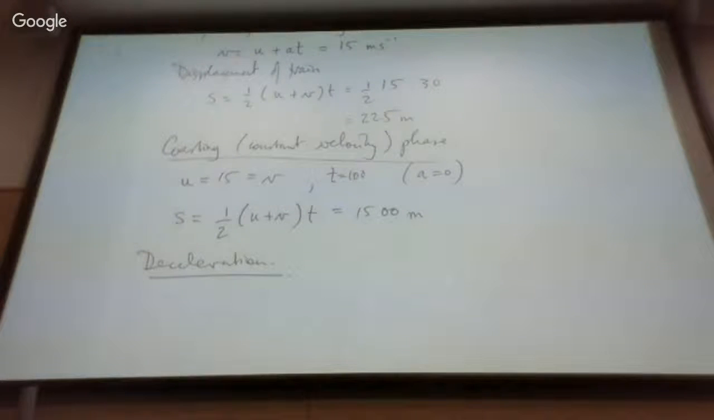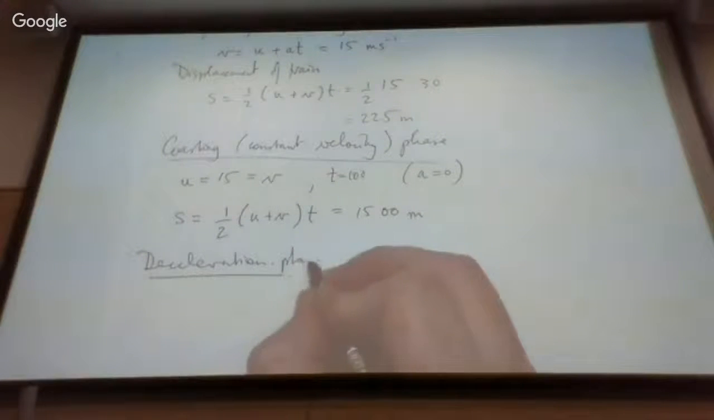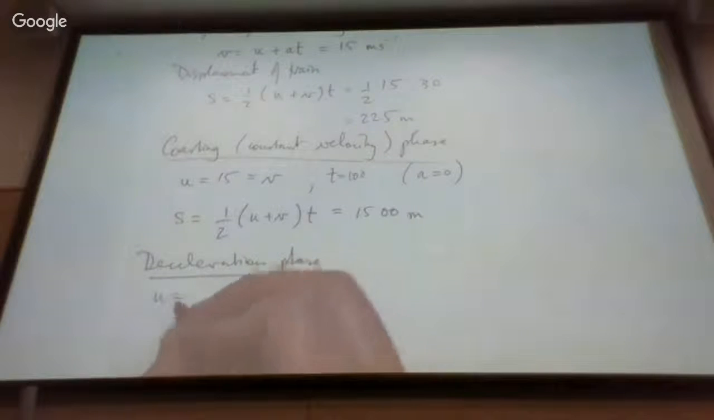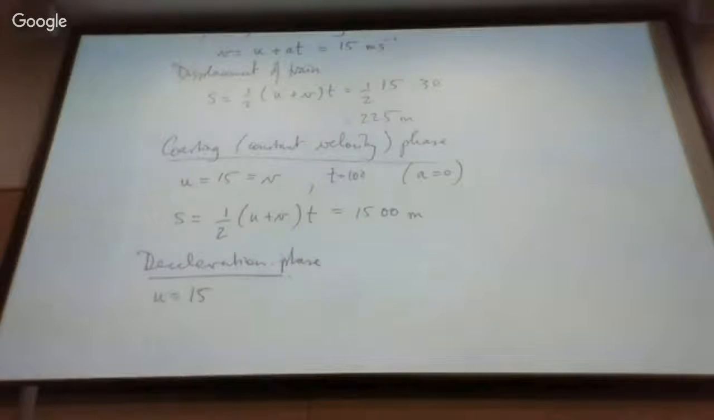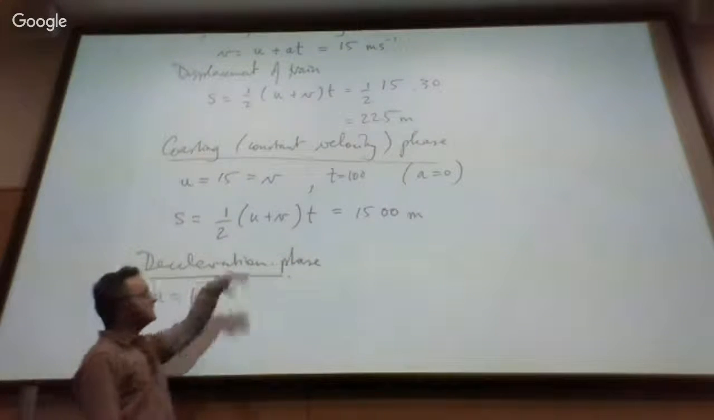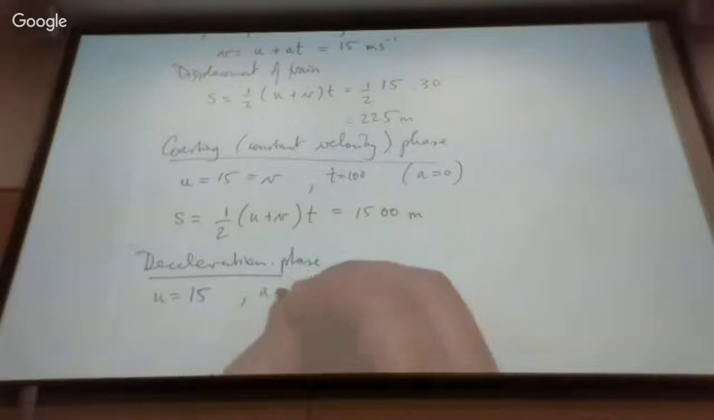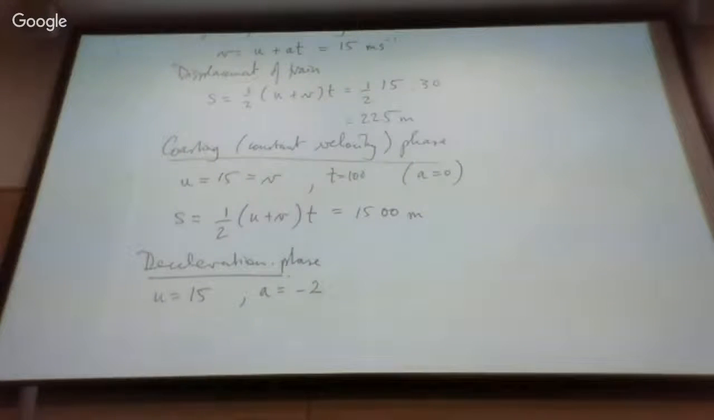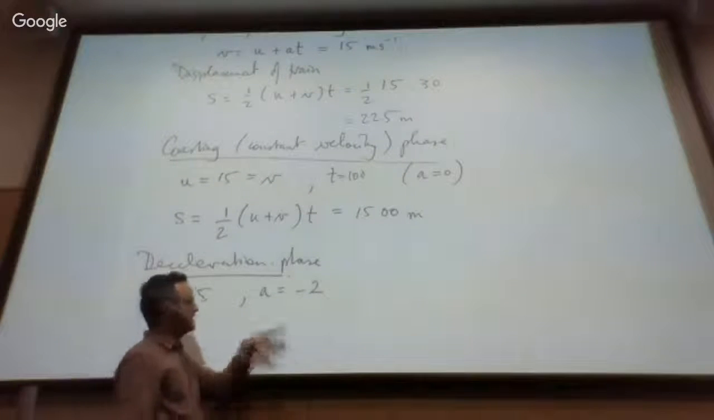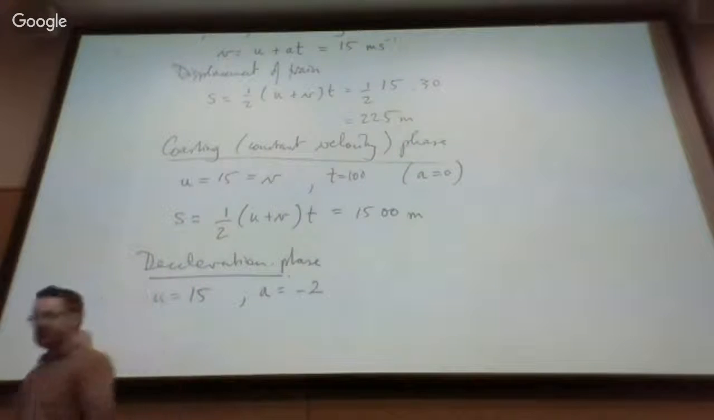And for the deceleration phase, the initial velocity, just before it starts decelerating, will be 15, like we were told, so it's coasting at 15 meters per second. And the deceleration, or the braking of the train, we're told, takes place at a rate of 2 meters per second squared. Now this is the brake, so assuming the forward direction is the positive direction, we think of the acceleration here as being negative.